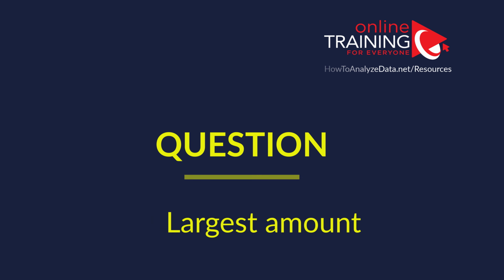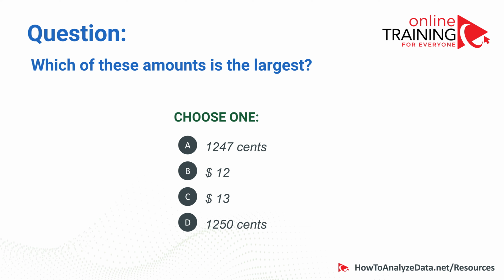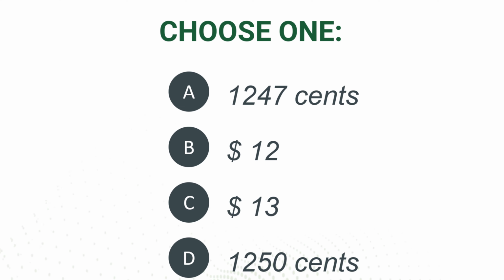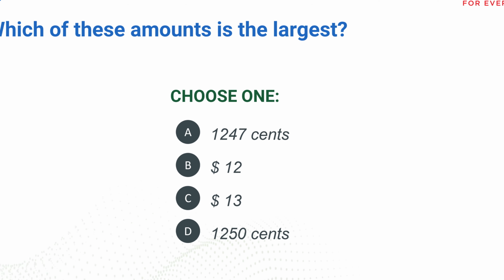Now let's look at the question which you frequently see as part of different aptitude and psychometric tests. Which of these amounts is the largest? $1,247, $12, $13, $1,250. Let's see if you can get this one right.